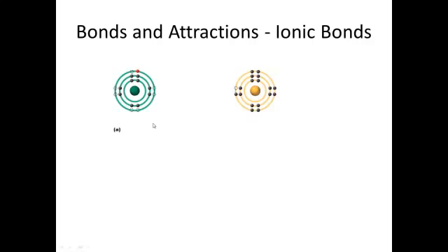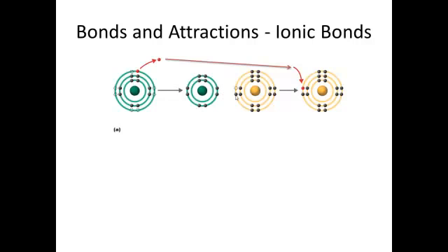Now, the more stable configuration would be for sodium to lose that extra outside electron and for chlorine to pick up 1. So what happens is chlorine takes that extra electron from sodium. Now, it has one more electron than it has protons. That means it has a negative charge.